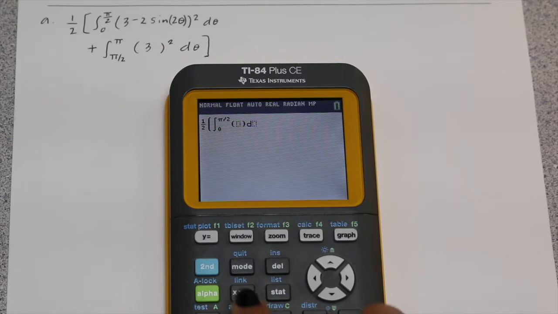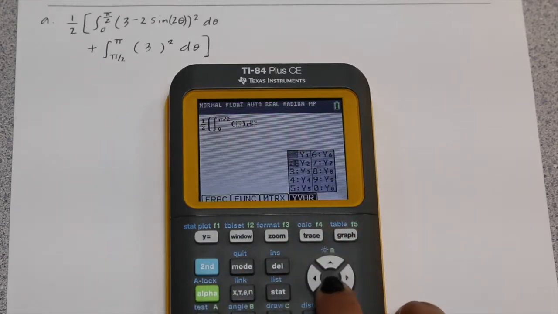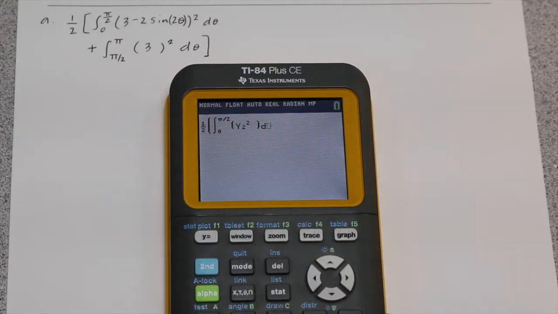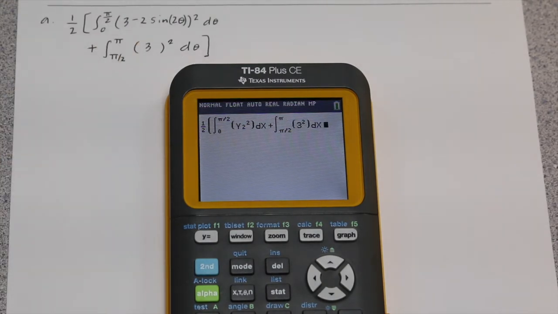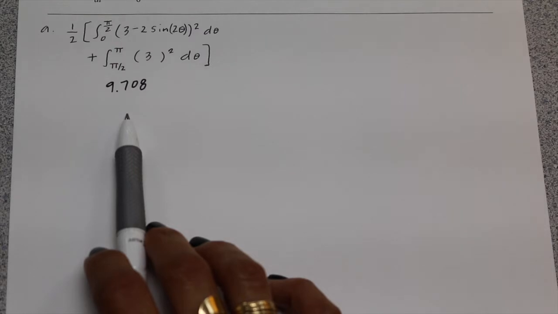And remember this 3 minus 2 sine of 2 theta, I put that in under y2, so we'll call up that function. So alpha trace and then y2, and then we want to square that, and then we're going to go dx, and then we're going to go plus, and then math 9 again. This time we're integrating from pi over 2 to pi, and then we're doing 3 squared. And again, that's dx, and I'm going to close the parentheses and press enter. So we end up getting 9.708. So the area of the shaded region R is 9.708.